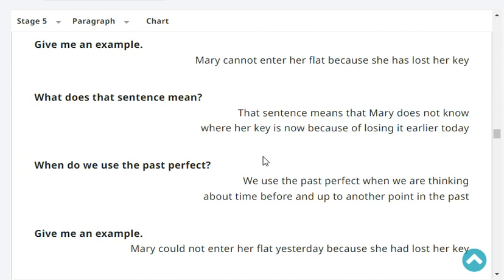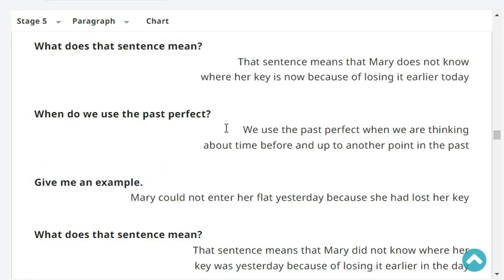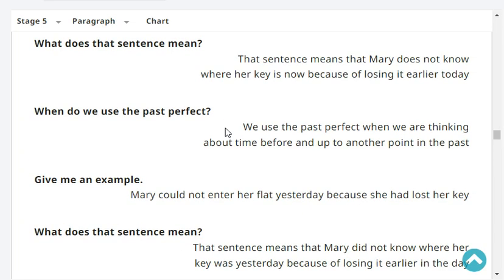When do we use the past perfect? We use the past perfect when we are thinking about time before and up to another point in the past. Give me an example, please. Mary could not enter her flat yesterday because she had lost her key.